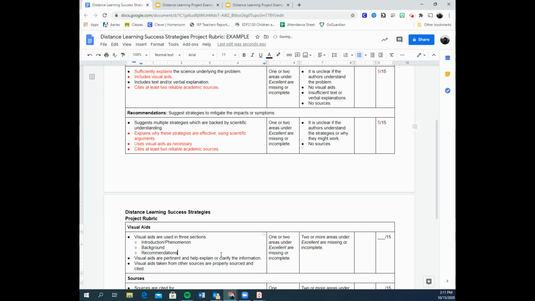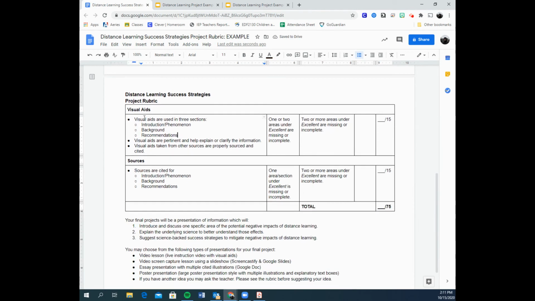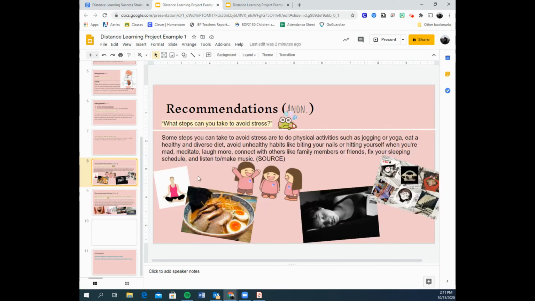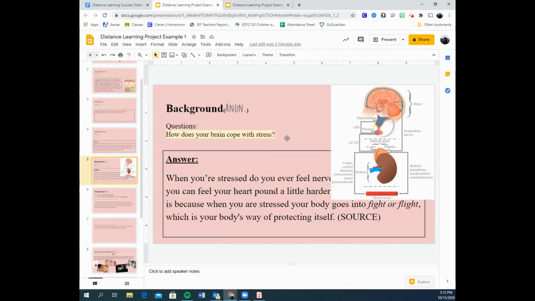All right, let's look at now our visual aids. Visual aids are used in 3 sections. They need to be used in our introduction or phenomenon, our background, and our recommendations. So let's look back through again. Okay, I see some pictures of meditating and sleeping in the recommendations. There's a visual aid, but it's not explained in the background, so I'm going to take points off for that.